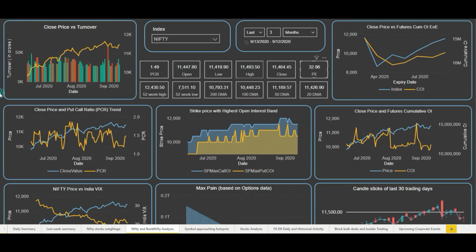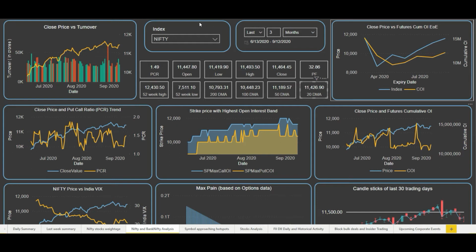Coming to the second row, you can see that we have the 52-week high value, 52-week low, 200 daily moving average, 100 daily moving average, 50 daily moving average, and 20 daily moving average. So 20 is the short term moving average, 50 is the medium term, and the other two are long term moving averages, right?